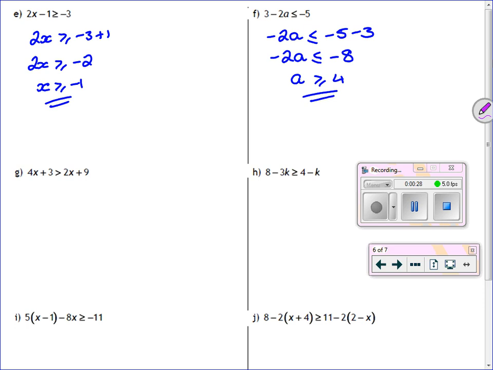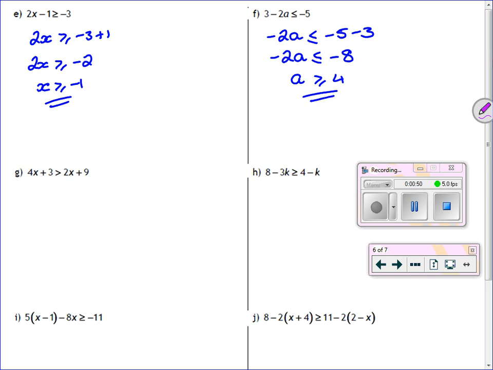But when we solve an inequality, we solve it in the exact same way we solve a normal equation. But you have to make sure that you consider the inequality symbol, and you only flip the inequality symbol if you happen to be dividing by a negative number.